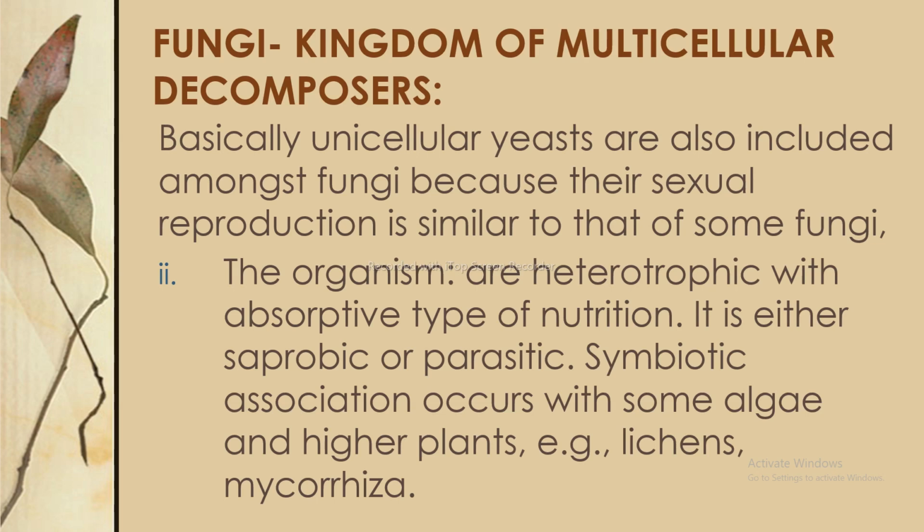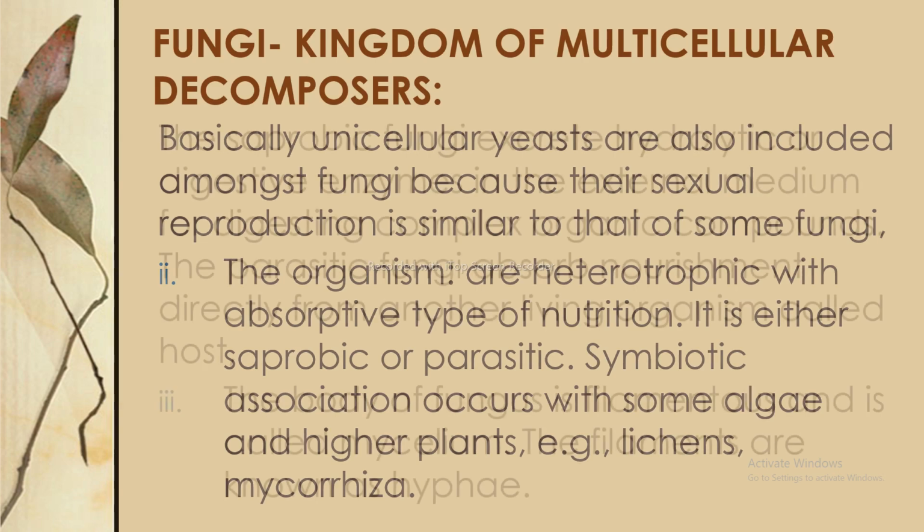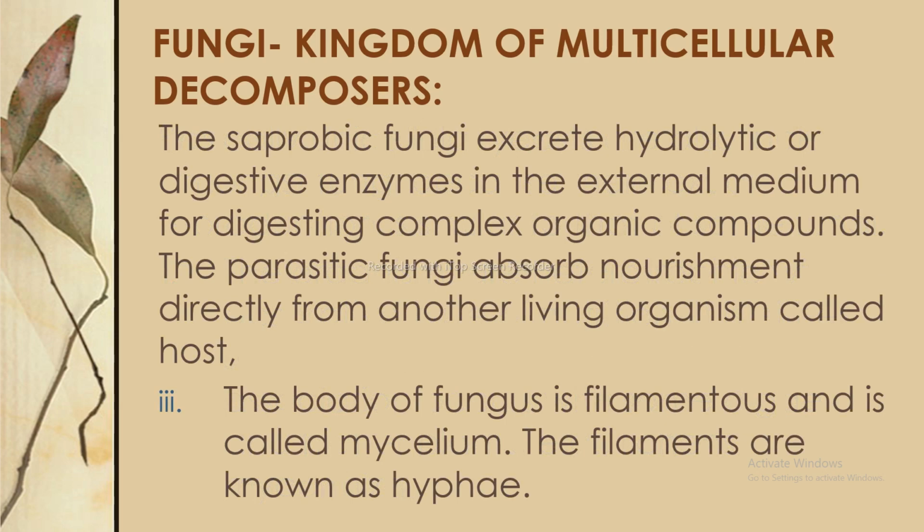The organisms are heterotrophic with absorptive type of nutrition. It is either saprobic or parasitic. Symbiotic association occurs with some algae and higher plants, for example, lichens and mycorrhiza. The saprobic fungi excrete the hydrolytic or digestive enzymes in the external medium for digesting the complex organic compounds. The parasitic fungi absorb nourishment directly from another living organism called host.